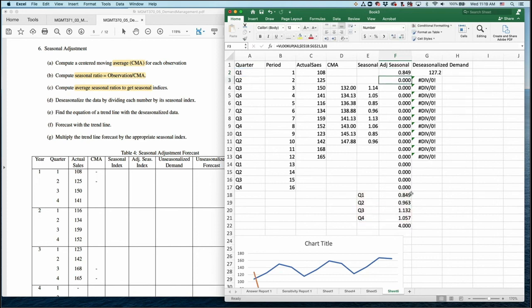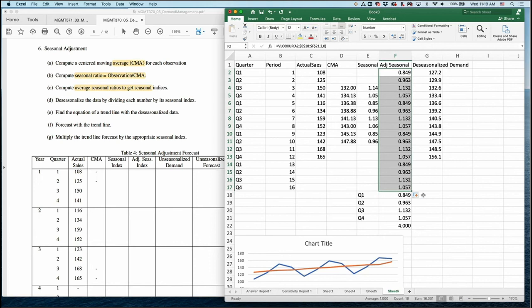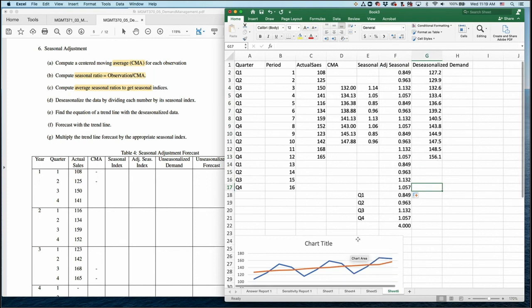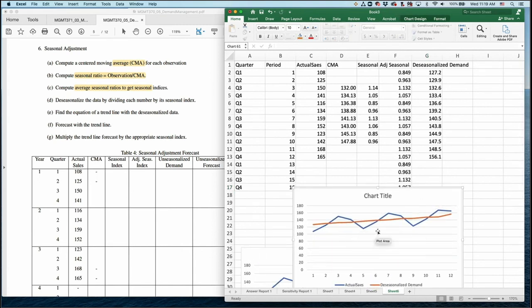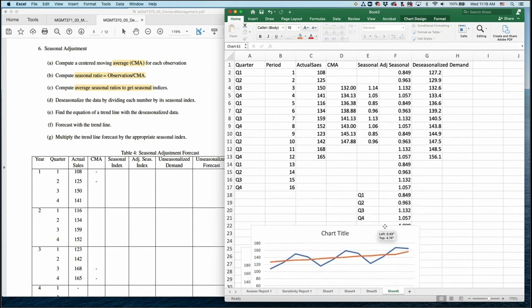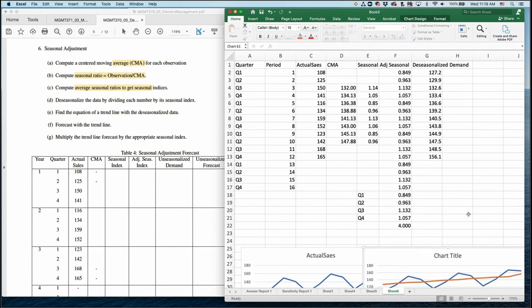So we have this deseasonalized seasonal index, and now if we plot this deseasonalized demand and look at this chart, blue is actual sales, orange is deseasonalized demand. This deseasonalized demand looks like a linear format, right? Then we can apply linear regression. So this is the second chart. And now we want to forecast the linear trend.